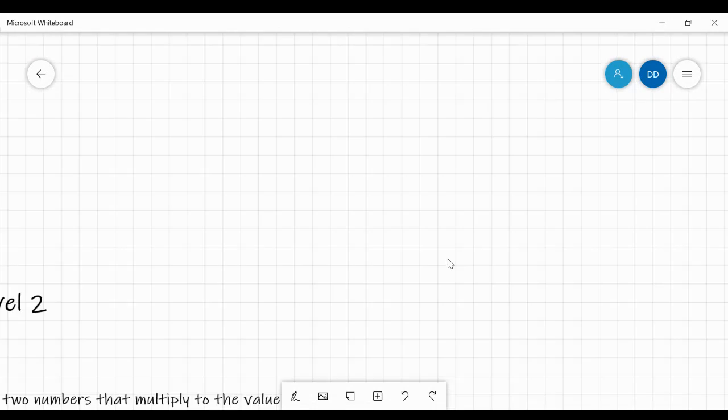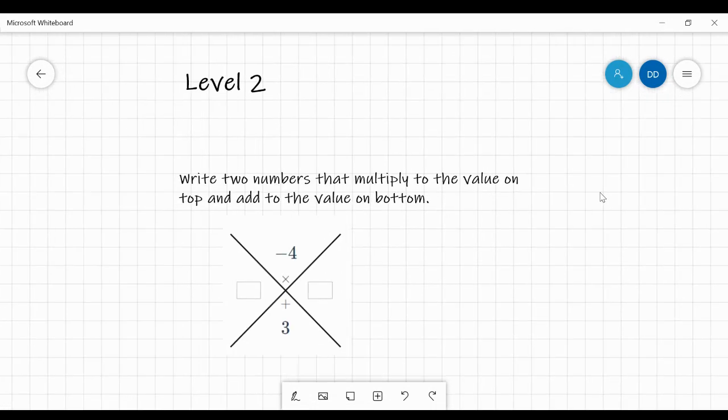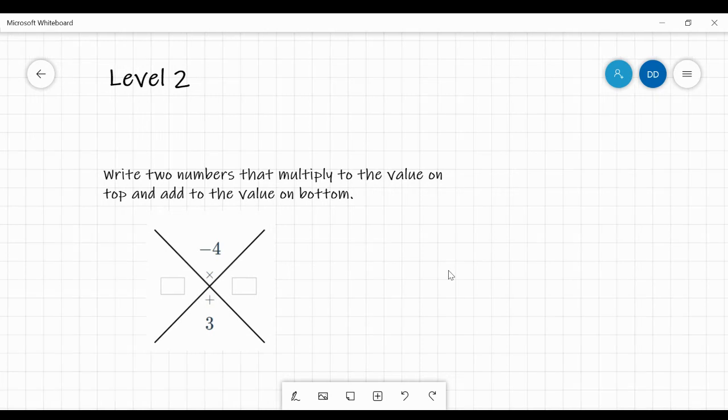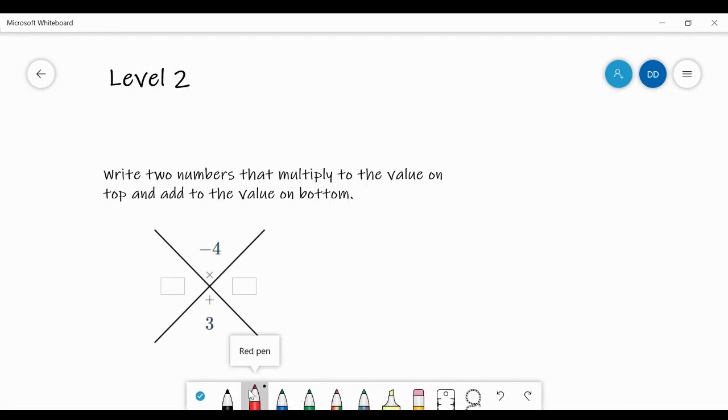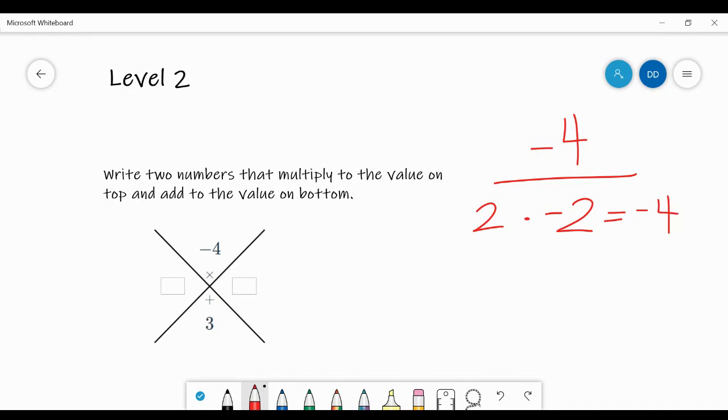Level 2, which is on Wednesday, you're going to see numbers that are negative, which is a little different because you have to remember the rules when you multiply and when you add negative numbers. So it says write two numbers that will multiply to -4 and add to -3. So I'm going to do the same thing. I'm going to create a table. And now let's see. 2 times -2 gives us -4. But when we add 2 and -2, that gives us 0. So we don't want that.